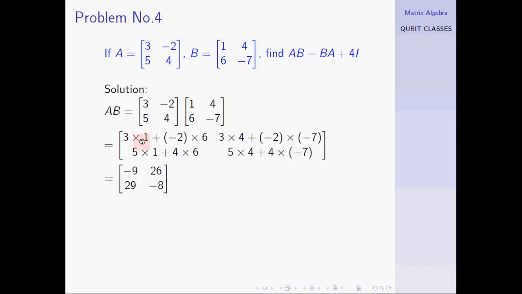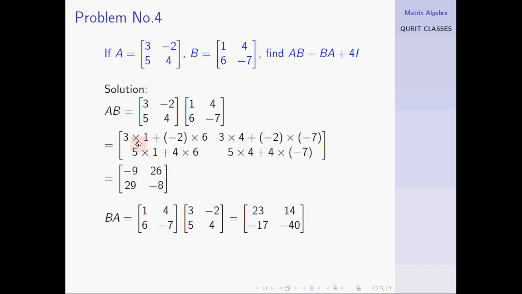So 3 into 1 plus -2 into 6 will give us -9. 12 plus 14 will give us 26. 5 plus 24 will give us 29. And 20 minus 28 will give us -8. So we have now obtained A into B. Let's see B into A.